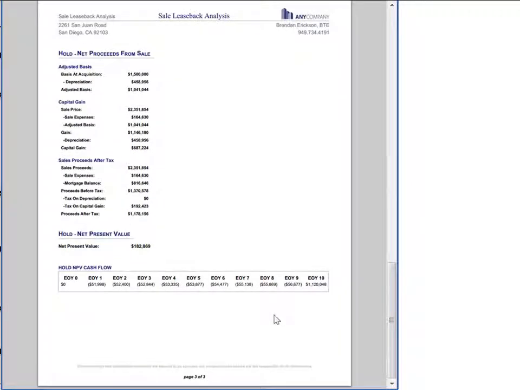The third page will be very similar, and it will be the hold analysis. It will be as if you did not sell the property now and continued holding the property for that same amount of time and then sold it after that period of time, in our case 10 years. You can see you have the net proceeds after 10 years and the cash flows from year 0 or now through the 10-year period.